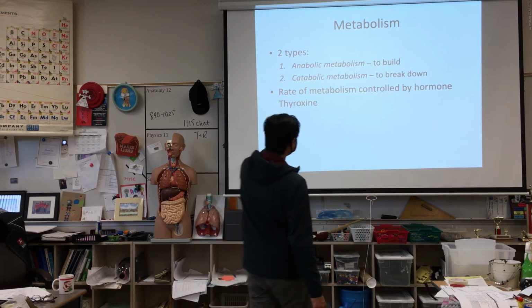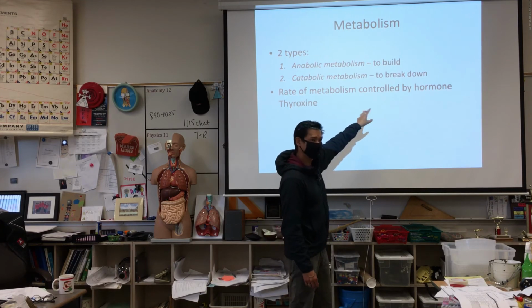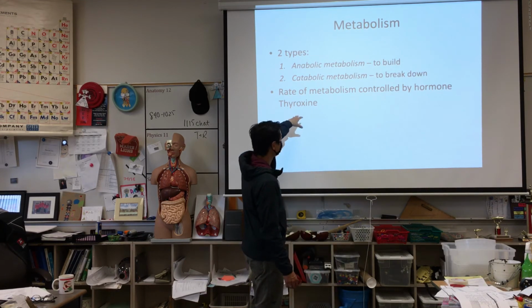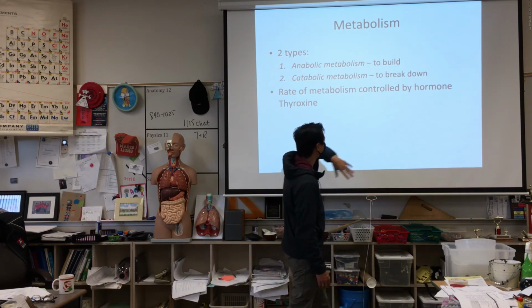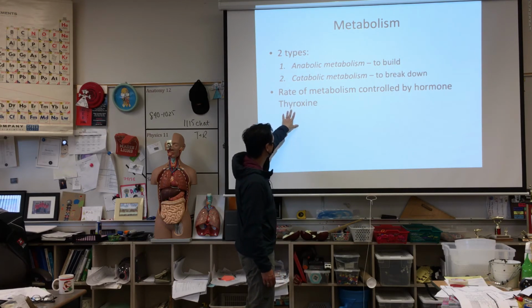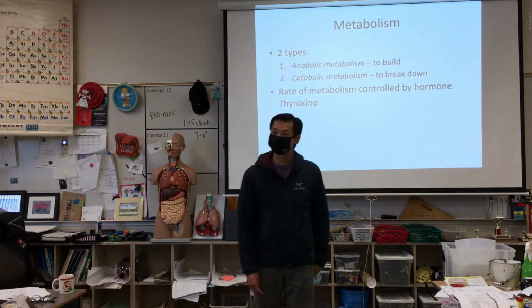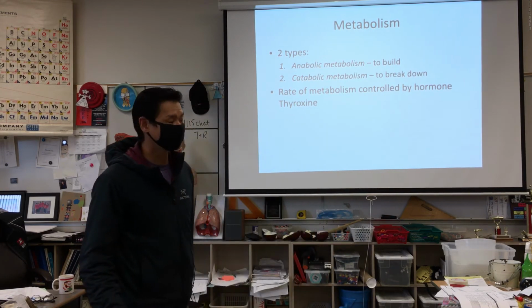We told you that anabolic metabolism, A stands for add, so we're building, and catabolic metabolism, that's really confusing, as to break it down. Okay? And the rate of these reactions are controlled by a hormone called thyroxine, and that's what we're going to talk about today. I mean, we're already there, right? So we're almost done. This is the last thing we have to chat about before this unit's over.